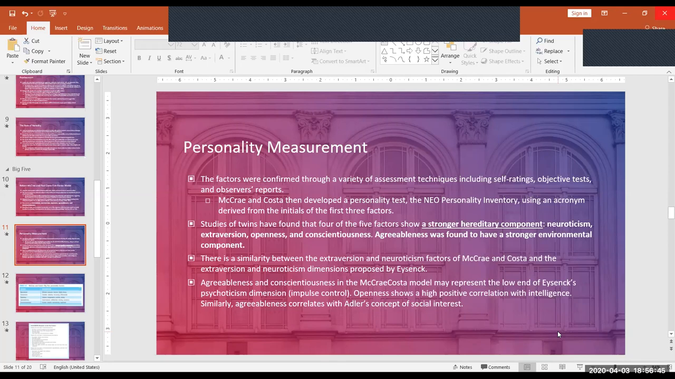And also there are some similarities between those dimensions and prior concepts of human personality. For example, if you see the description of agreeableness, it is quite similar to how Adler talks about social interest. So it's understandable why agreeableness has a stronger environmental component than hereditary, because it conveys the idea of social orientation, basically how we actually act in social contexts.